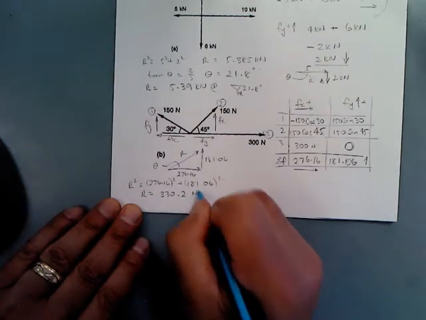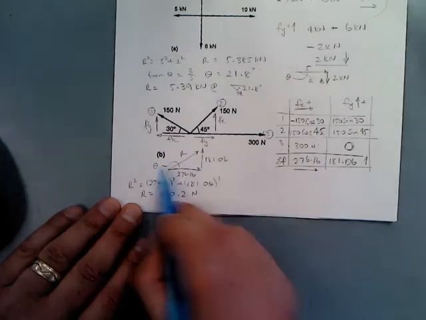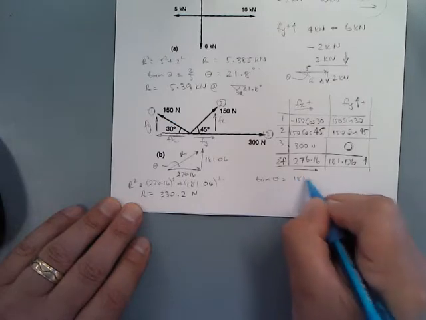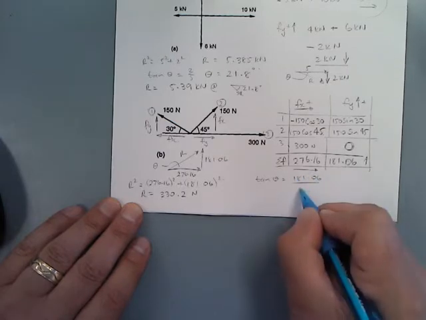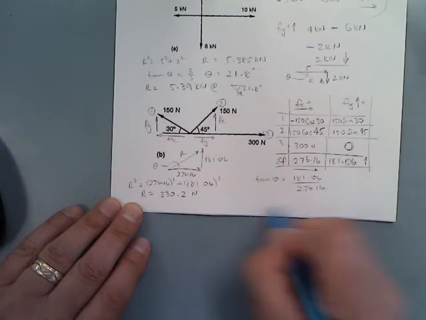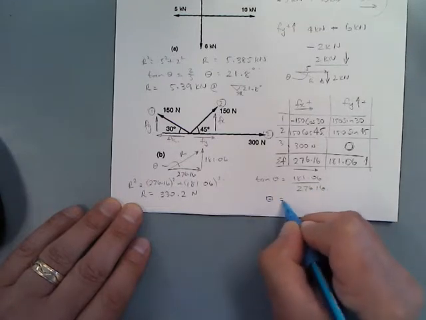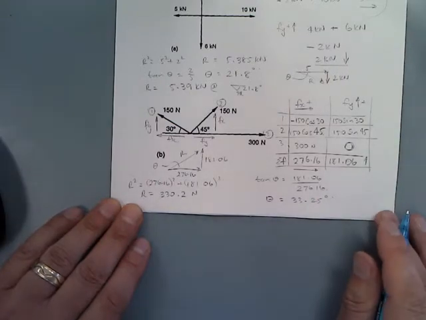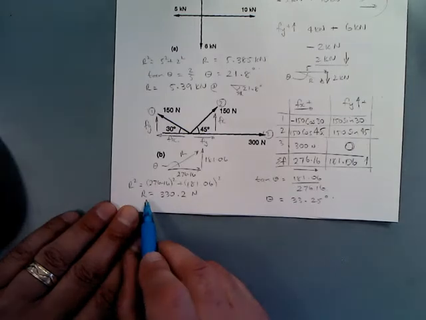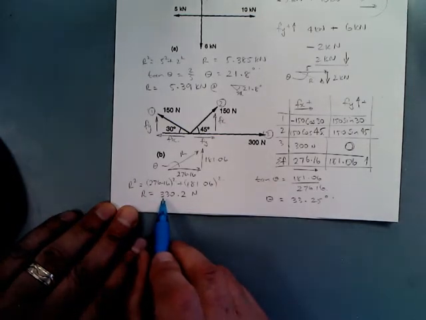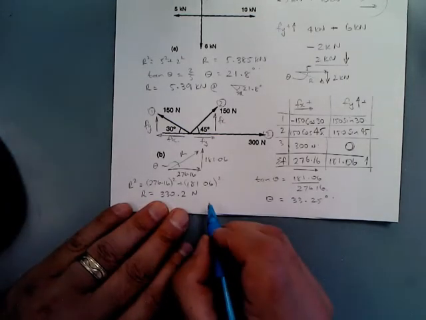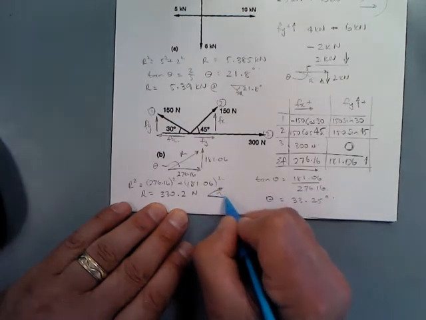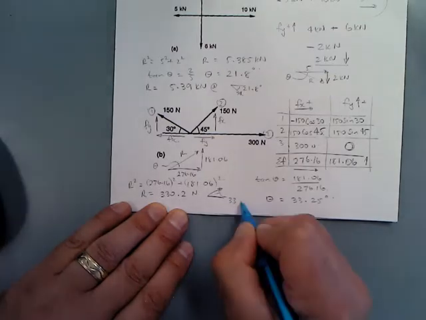What is the angle? Well, the angle is tan theta equals 181.06 divided by 276.16. So theta equals 33.25 degrees. So the resultant has a magnitude of 330.2 newtons at an angle of 33.25 degrees.